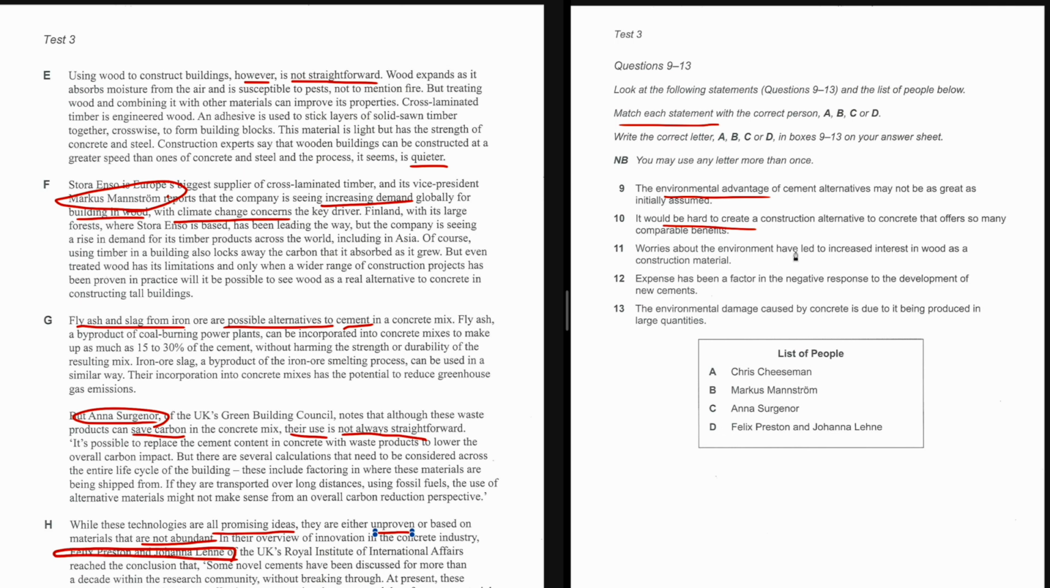Worries about the environment have led to increased interest in wood. Expense has been a factor in the negative response to development of new cement. This is about the expense. The environmental damage caused by concrete is due to it being produced in larger quantities.